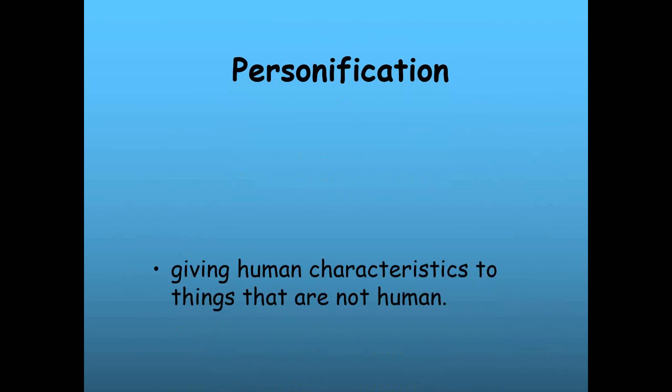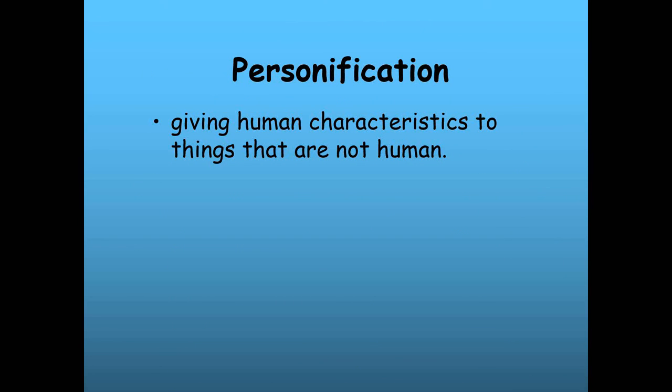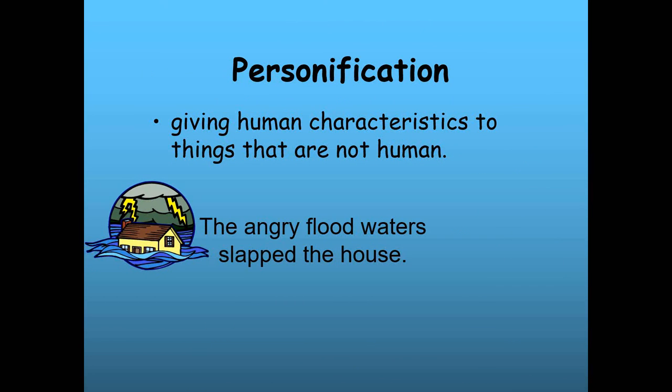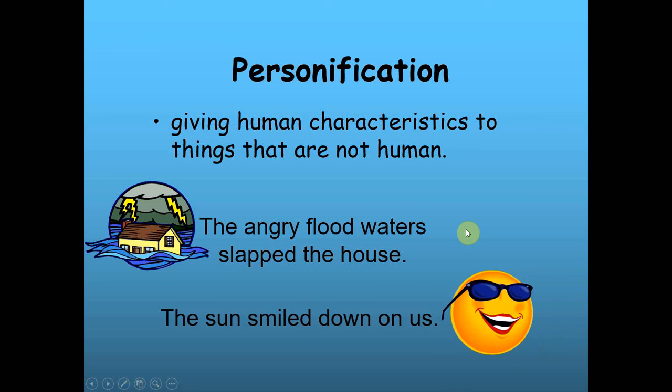Personification, giving human characteristics to things that are not human. For example, the angry waters slapped the house. Of course, the water cannot slap because water is not a human being, but I'm giving water one of the human characteristics. The sun smiled down on us. The sun cannot smile because it's not a human being, but I gave the sun one of the human features or characteristics.